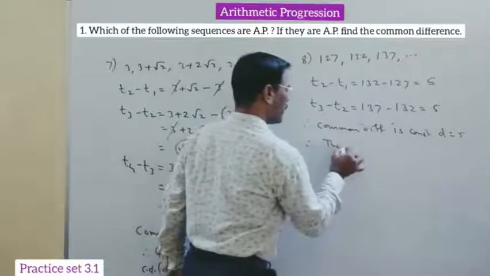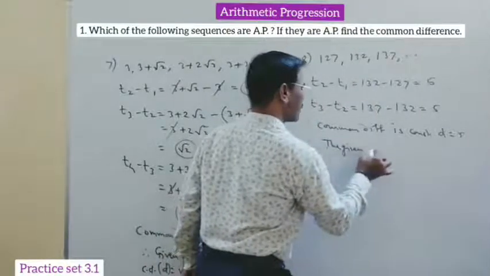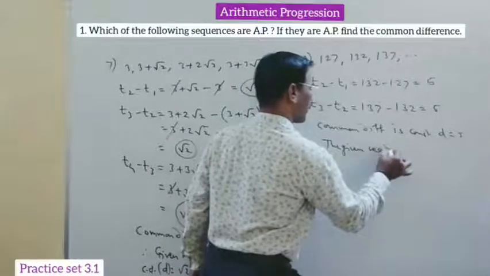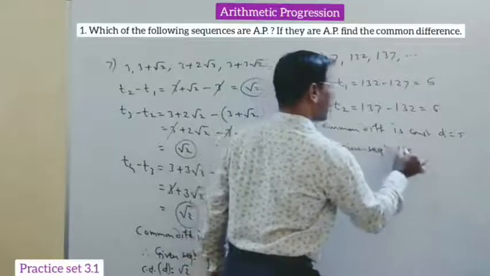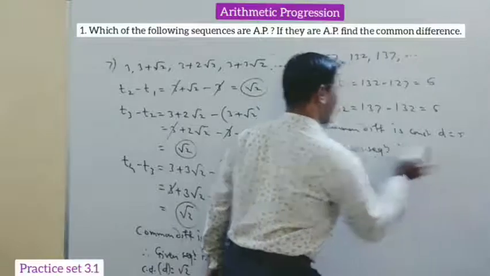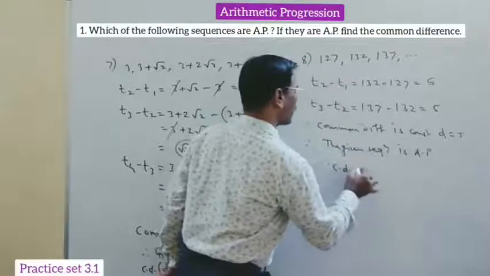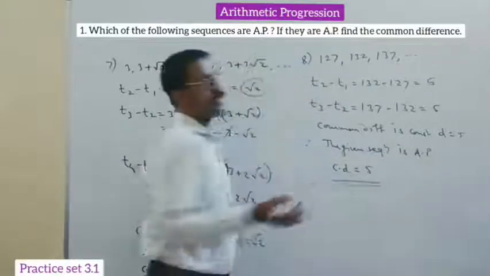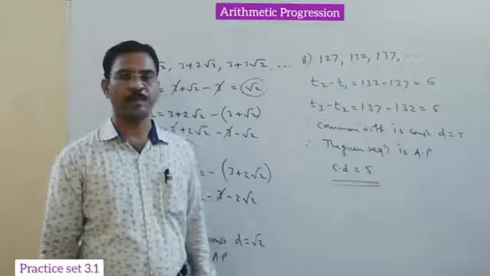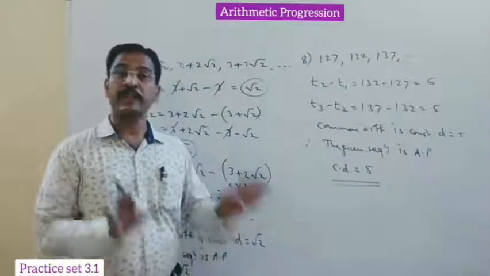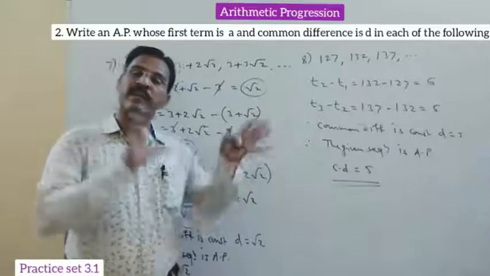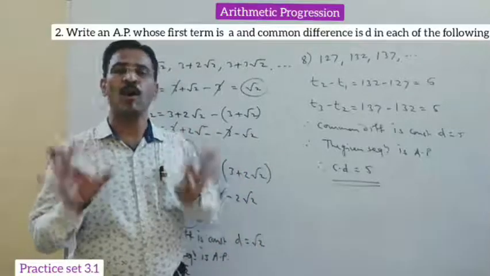Therefore, the given sequence, yes, the given sequence is AP. Therefore, common difference is 5. Like this, we can solve the sums. Okay friends, understand? This is the way to verify whether the given sequence is AP or not.